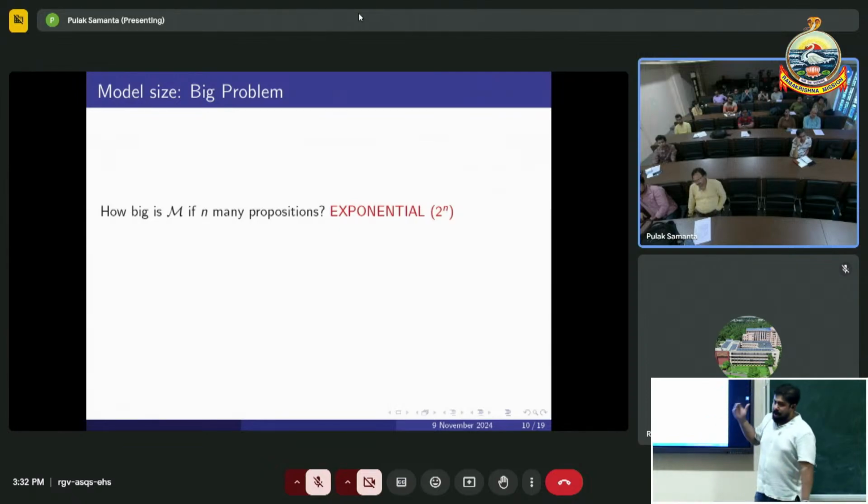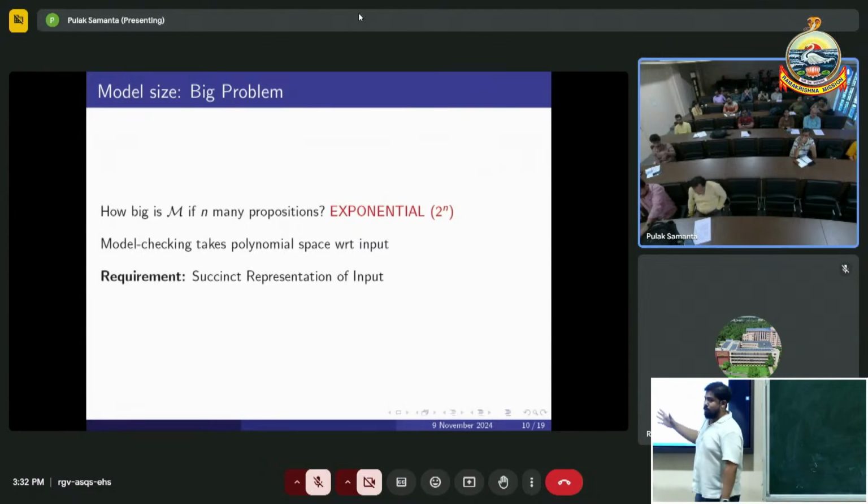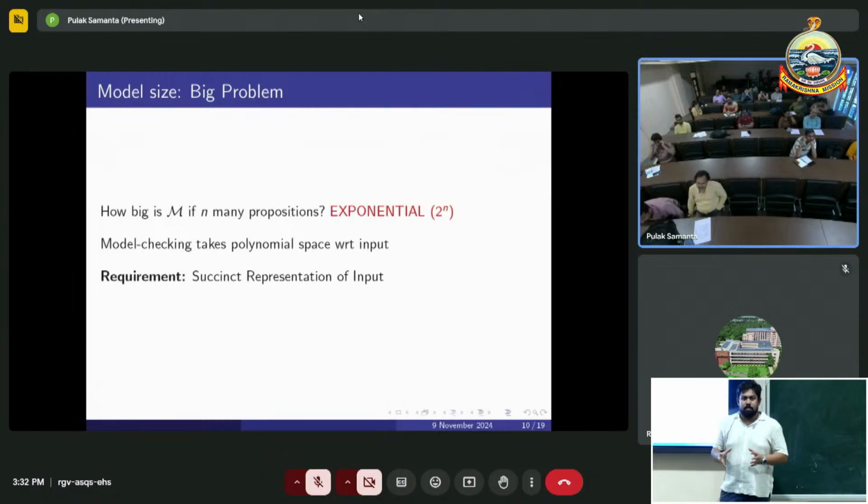Now, as per how big the Kripke model was, the model checking problem is very efficient. It's taking small space. But small space with respect to the size of the Kripke model, not small space with respect to how many propositions are being used. So the question is the requirement. What we now require is a succinct representation of the input itself.